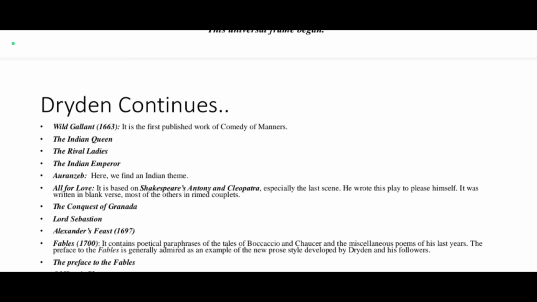And next he has written some dramas, that is the Indian Queen, the Rival Ladies, the Indian Emperor, and Aurangzeb. In Aurangzeb we find an Indian theme. There has been a question in the NET exam that out of these four dramas, in which drama we find the Indian theme. So it is Aurangzeb where we find the Indian theme.